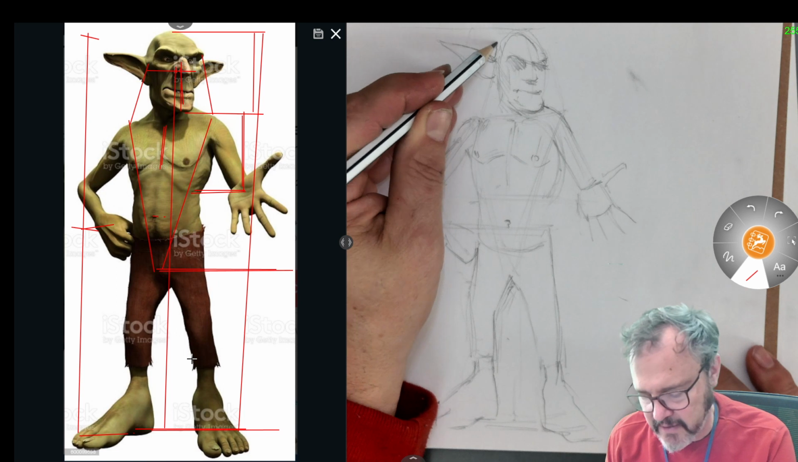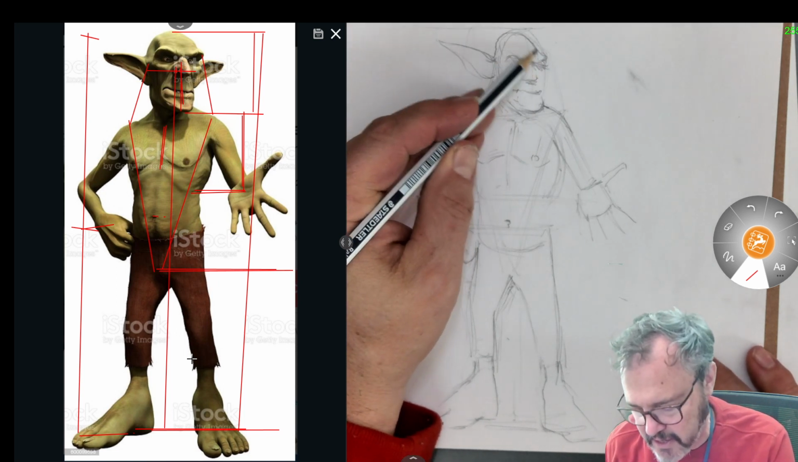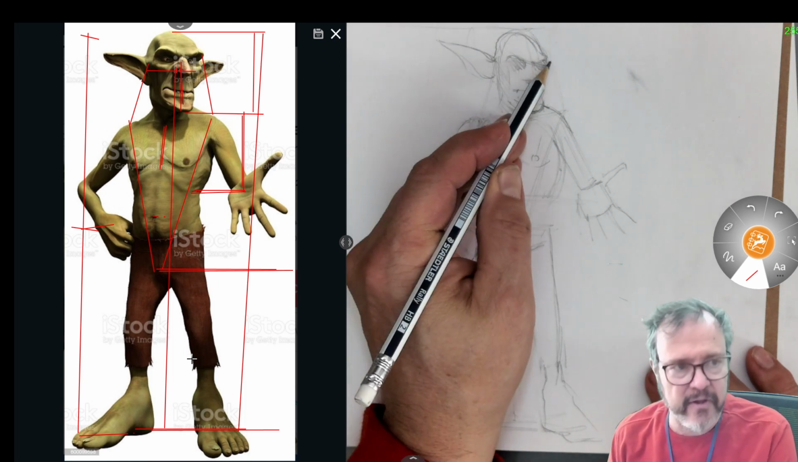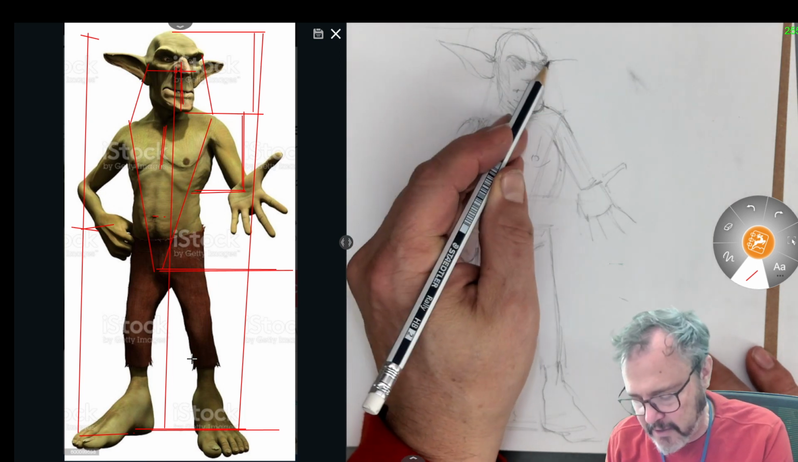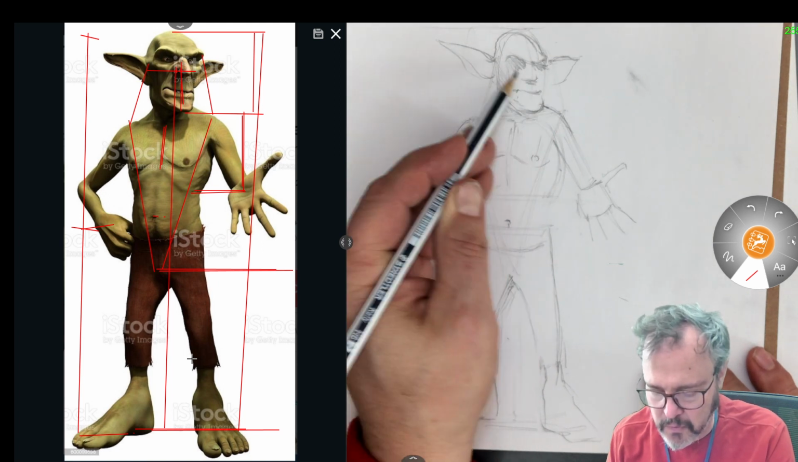You've got to understand that if you would like to be able to invent characters like this yourself, it's a good idea to spend a lot of time copying the work of other people who've already done so.